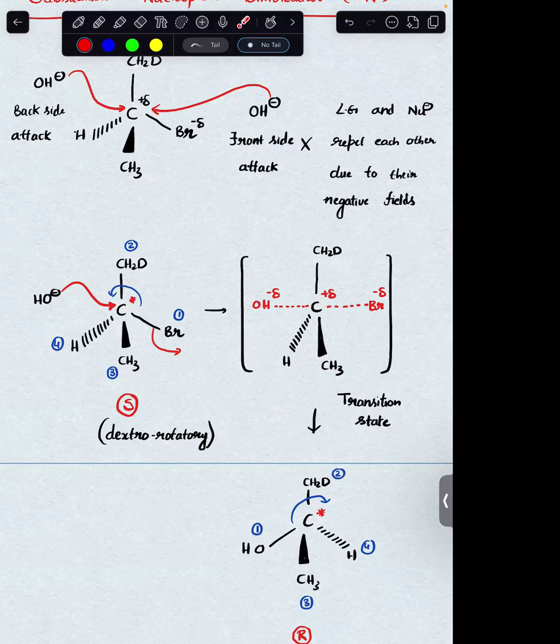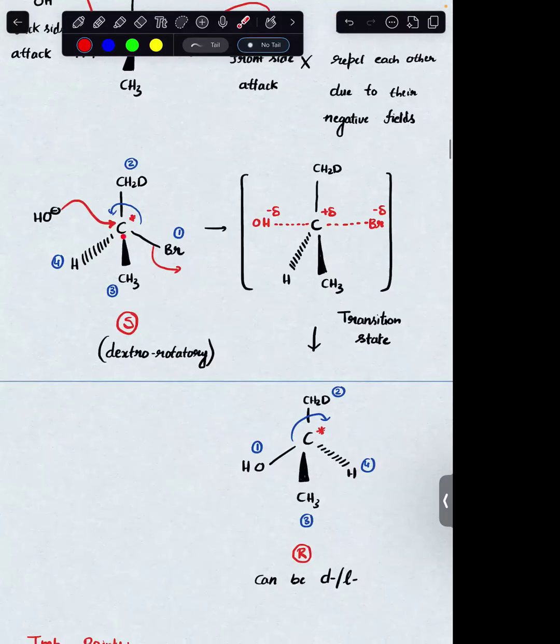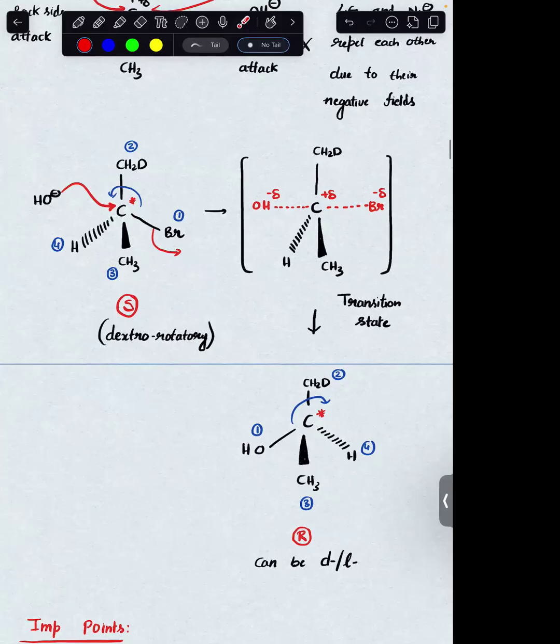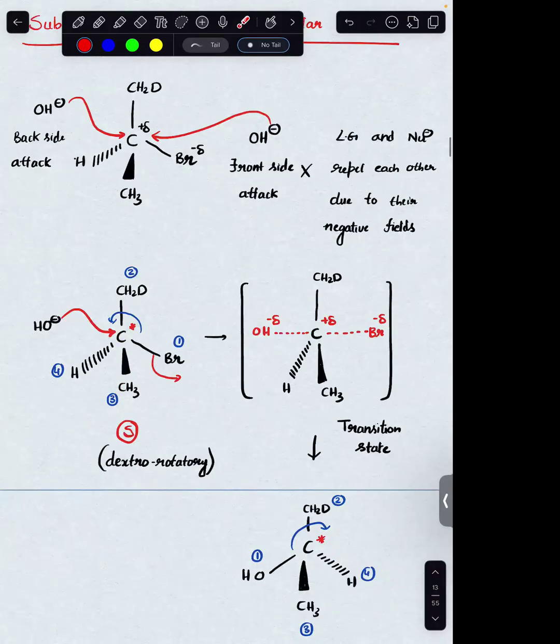In general, we will say that there is inversion of configuration happening, and that inversion of configuration is known as Walden inversion. Walden is the name of the scientist. Whenever the carbon is chiral, there will be inversion of the configuration, and that inversion is known as Walden inversion. But if the reactant is dextrorotatory, the product need not be levo. It can be dextro, it can be levo, anything, as it is experimentally determined. Everyone with me? Yes, sir.